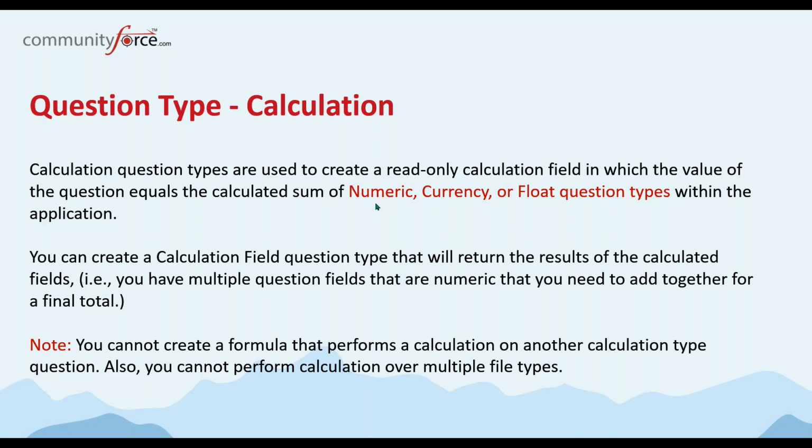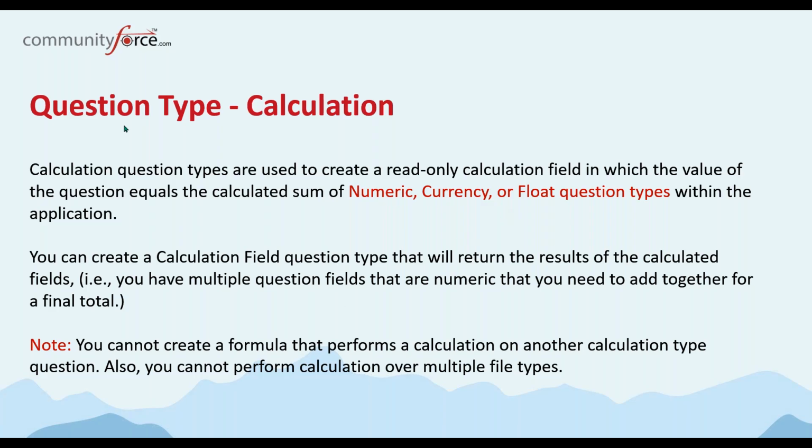What's important to note is you can't run a calculation on a numeric and a currency. Any calculation you work with has to be a numeric and a numeric, a currency and a currency, and a float and a float. You can't cross over on those question types. So if you need to run calculation fields and you want to use numeric and currency, you can't. It has to just be a numeric, and then the other calculation you run has to be on a currency. You can't cross over on any of those 3 types of fields and question types.